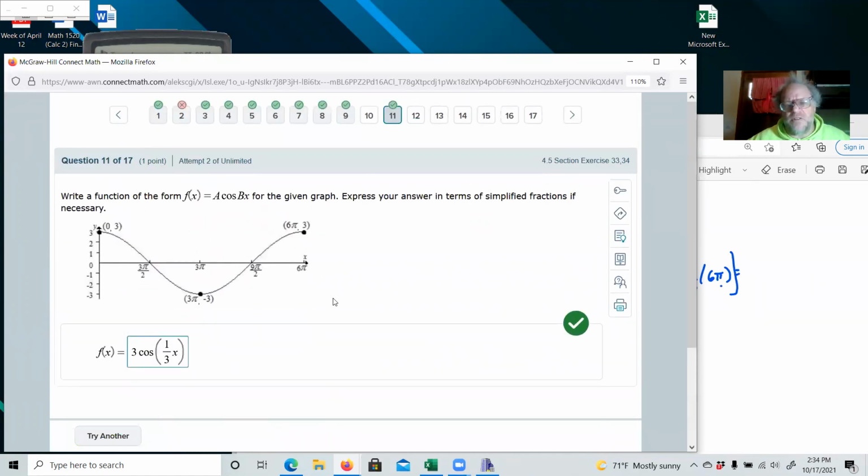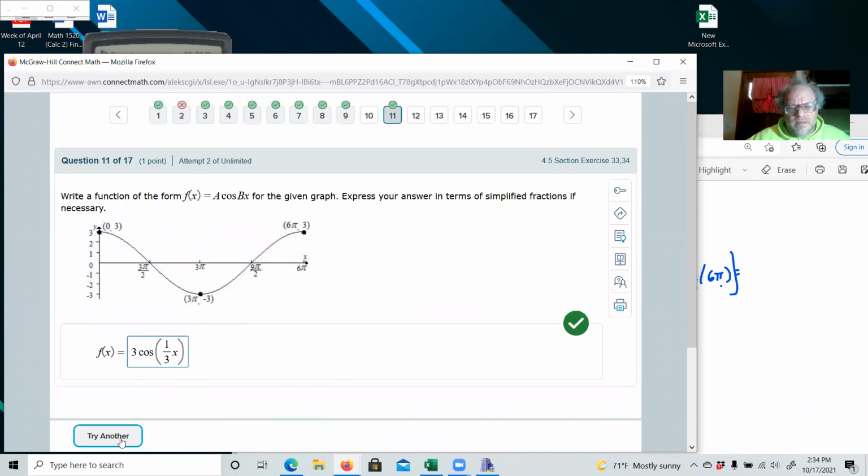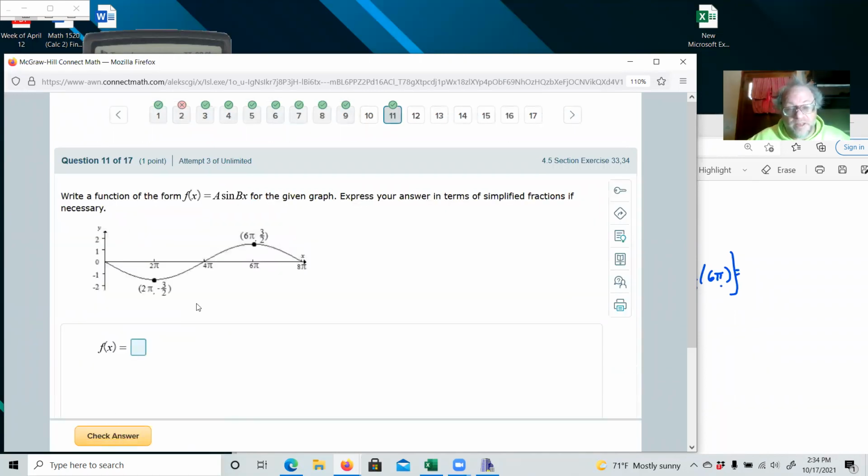Okay, we should probably do another one of those just for the sake of doing it. Okay, which is the nicest thing about Connect Math, which is the nice thing about all of these, is like, I don't quite get it. Like, check again. Okay.